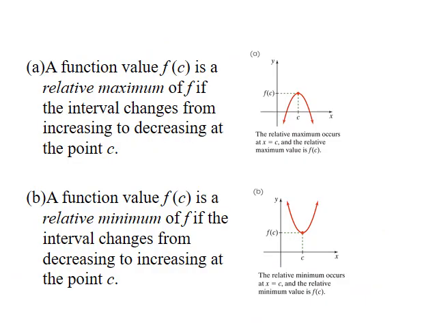All right, so one last little property here to look at, the idea of relative max and relative min. So let's go through both of these, and then I'll use the graphs to help us out. A function value f of c is considered a relative maximum of f if the interval changes from increasing to decreasing at a point c.